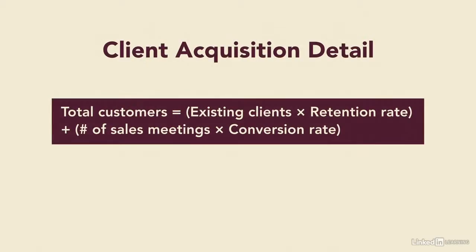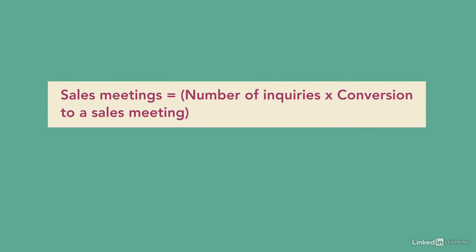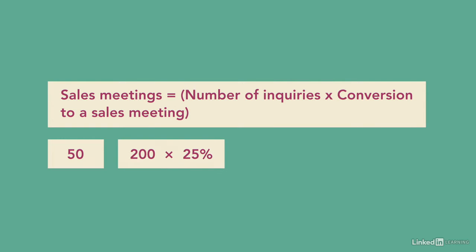So let's drill down even further to determine the inputs, or the lead indicators, that result in the number of sales meetings. So our sales meetings really equal the number of inquiries from prospects multiplied by our conversion to a sales meeting. In our current example, we're getting 50 new sales meetings per year. So let's suppose you had 200 inquiries to generate those 50 meetings. That means you're converting at a 25% rate.